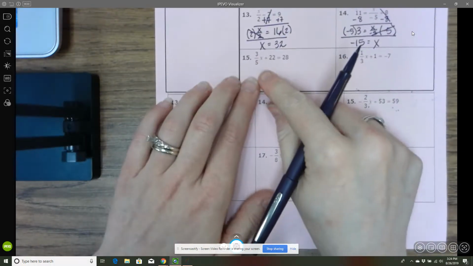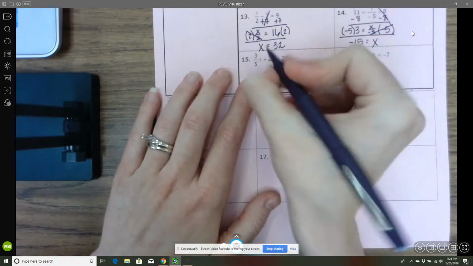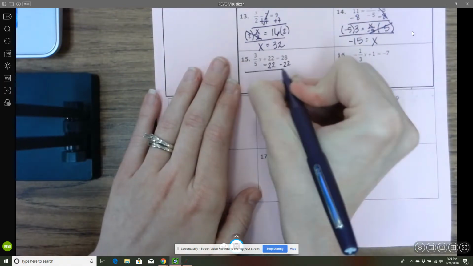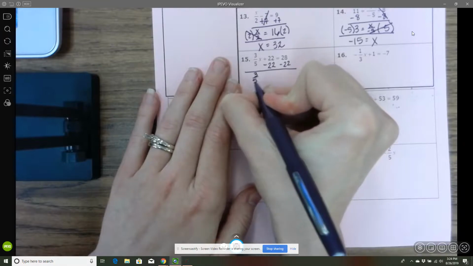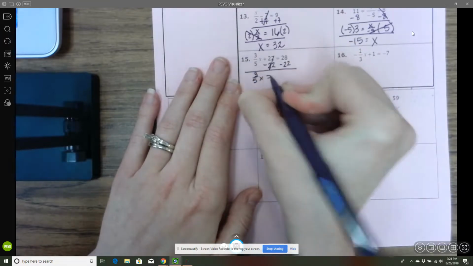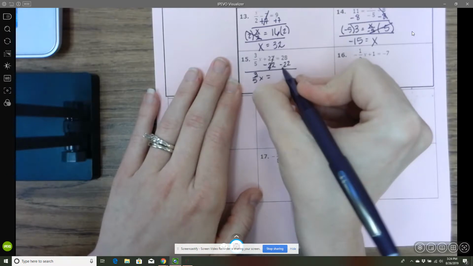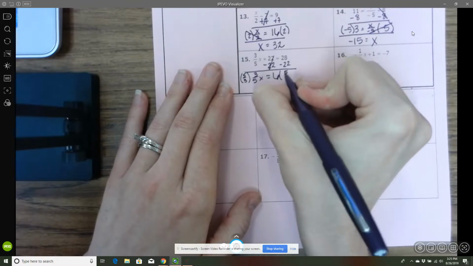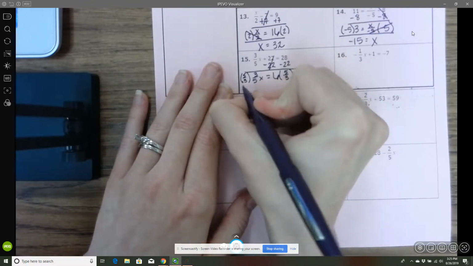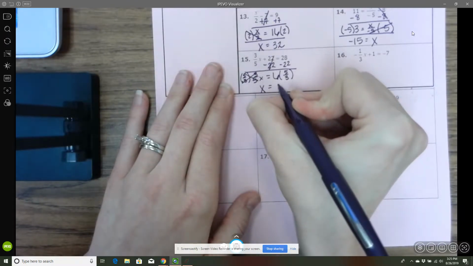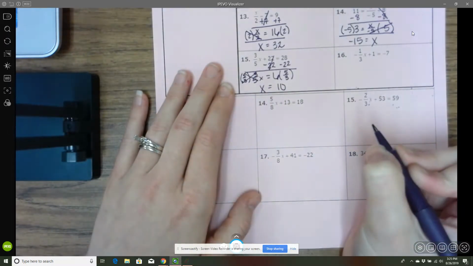All right, so some more fractions here, but again, addition and subtraction first. So we're going to subtract the 22 from both sides. This cancels, and I'm left with 6. And remember, we can multiply by the reciprocal. So these cancel, and x would equal 10.